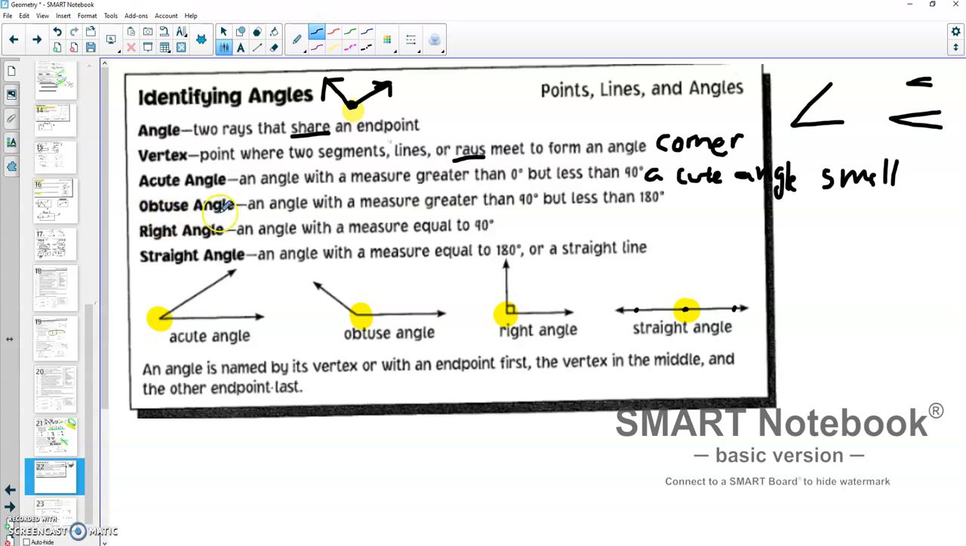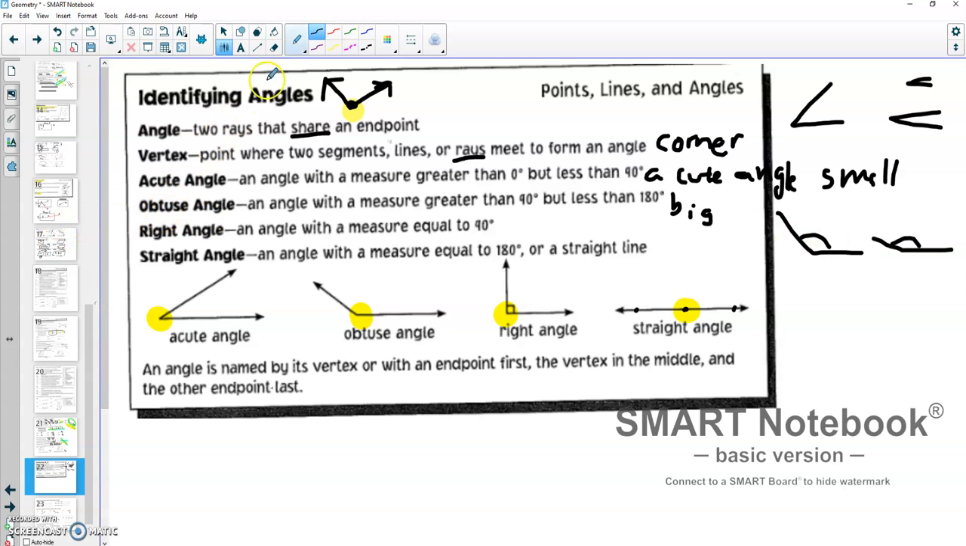Obtuse angle. An angle with a measure greater than 90 but less than 180. So obtuse, you want to think of as big. This is your big angle. Okay? And we have measures that look like this, maybe even more spread out. So we're measuring this angle right here. You can see it's very big. Okay? And whenever you see something that looks like this, where it's spread out, that's an obtuse angle.